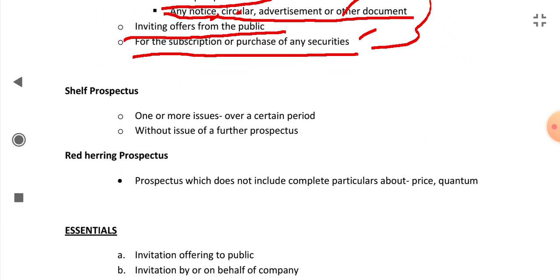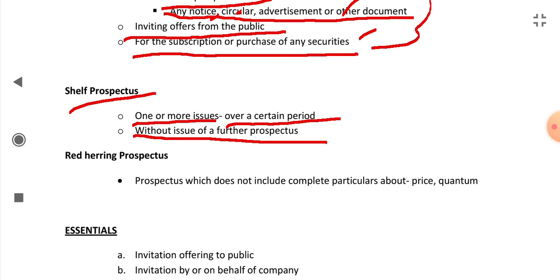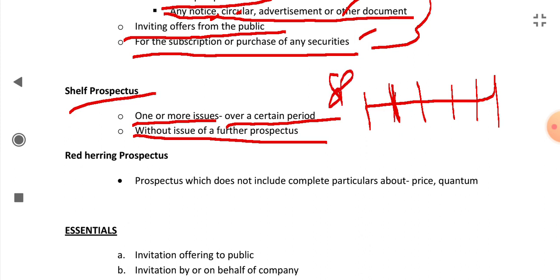Let's see. First is shelf prospectus. When there are one or more issues over a certain period without issue of a further prospectus, the company issues a shelf prospectus. When a shelf prospectus is issued, for the next time there is no need to issue a further prospectus. The shelf prospectus is enough, it can be used again and again. It is called a shelf prospectus, like it is placed in a shelf and it can be used again and again.